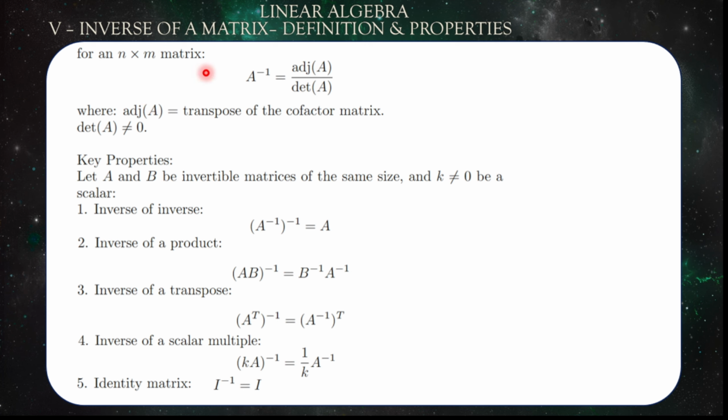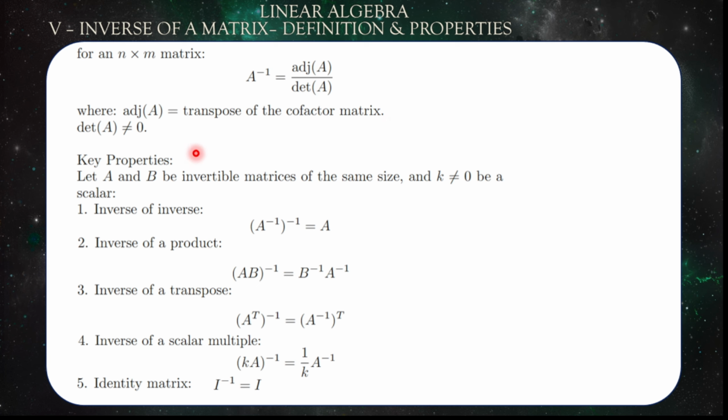For an n by n matrix, A^-1, the inverse of A, is given by the adjugate of A divided by the determinant of A. We already know how to evaluate the determinant, and that it should be different than 0 so that A would be invertible. However, what is the adjugate of A? The adjugate of A is the transpose of the cofactor matrix. We will get to that later.